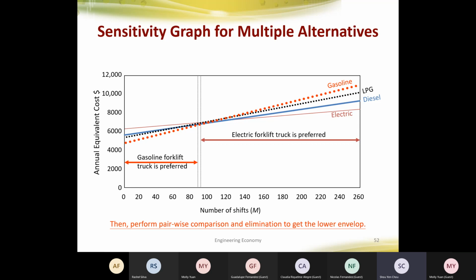160. If you do 160, for sure you'll use electric, or 180. Yeah, 160 and beyond, for sure. But if you only have 80 shifts and lower, 40 shifts, 20 shifts, then gasoline will be better. Okay, so this is about the sensitivity analysis.